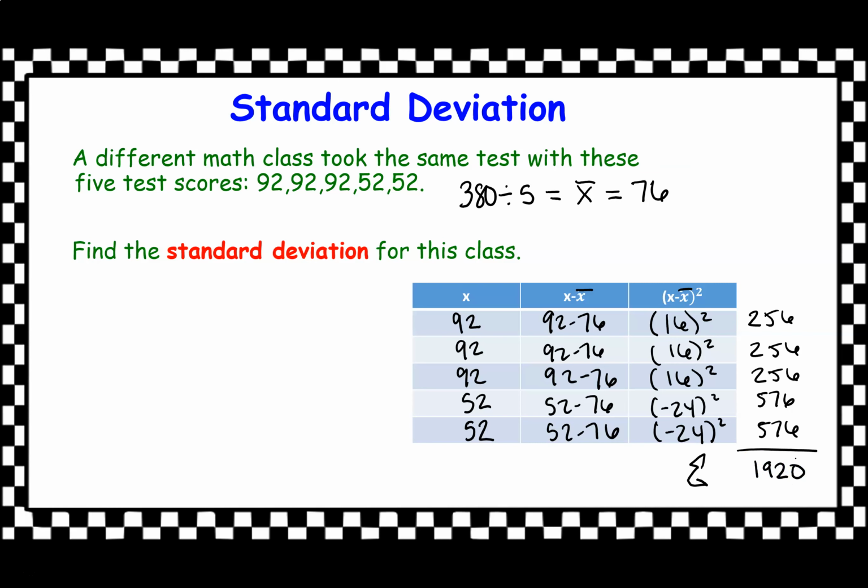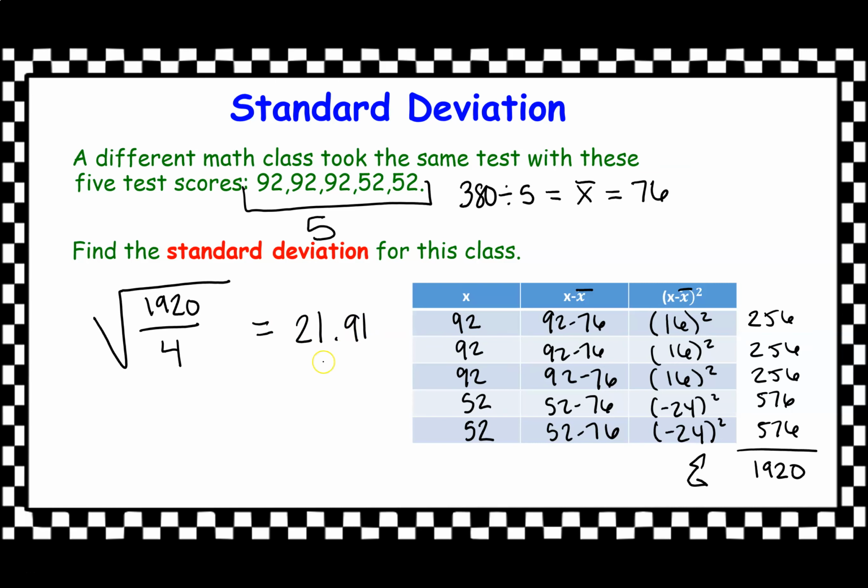Okay, what do I do next? I've got the square root of a 1920, again, I've got 5 terms. Okay, I subtract 1 from that, and that gives me 4. Do that division first, then square root, and I'm left with a 21.91 points. Meaning, compared to the last test, these test scores were even more all over the place. There was a lot bigger difference away from that average.